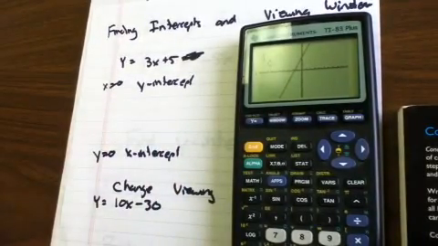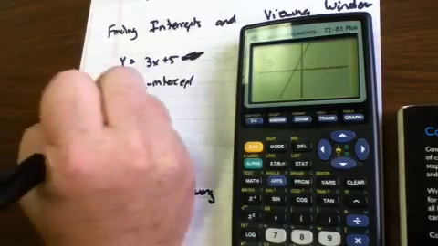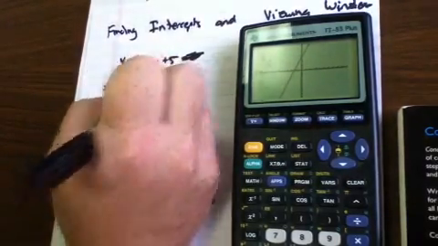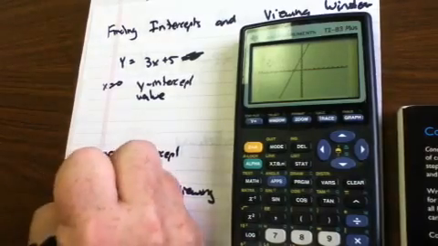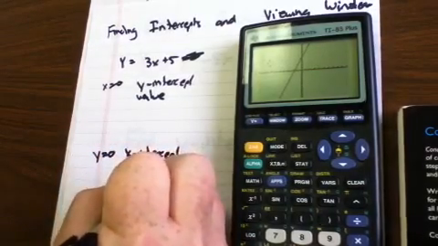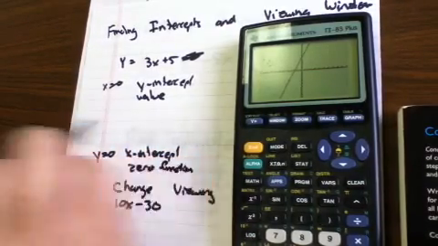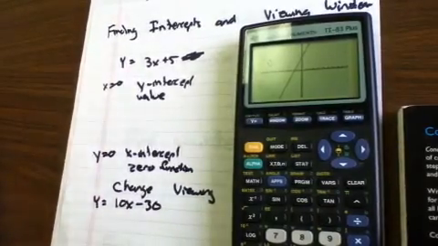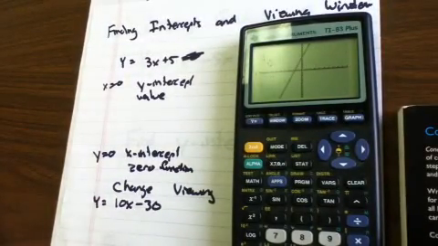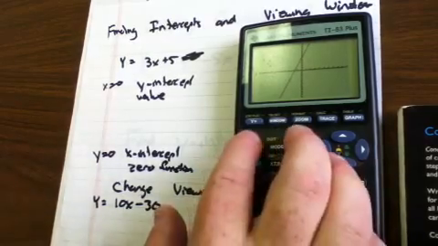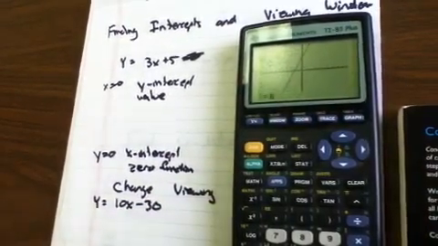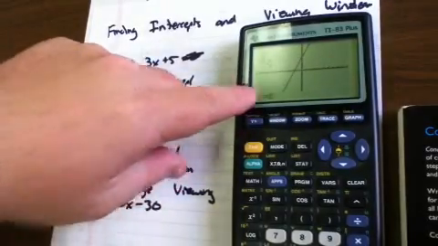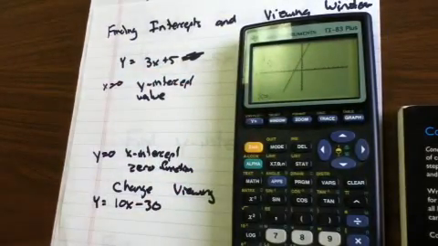Now, in order to find the y-intercept on the calculator, we're going to use what we call the value function. That's new. To find the x-intercepts, we're going to use the 0 function, which is not new. To use the value function, you simply hit second, calc, 1 for value. Now notice down here it says x equals. Now we're going to plug 0 in for x.